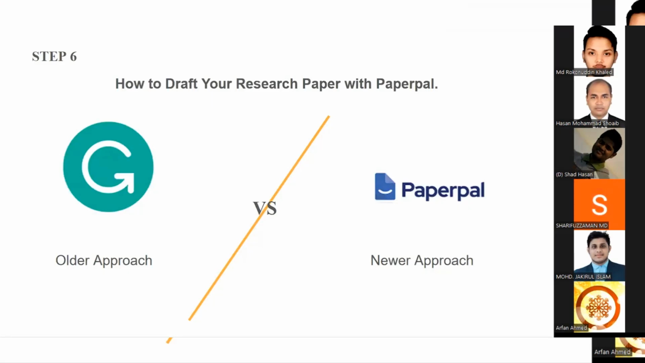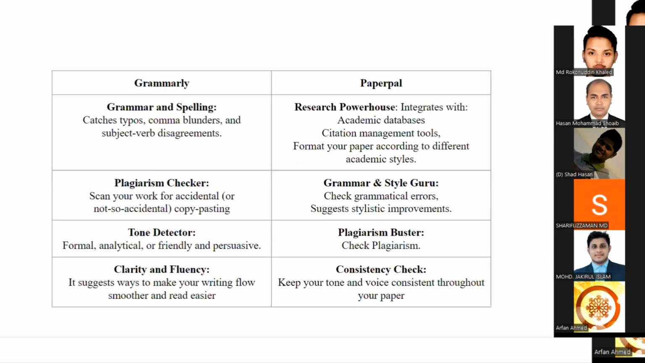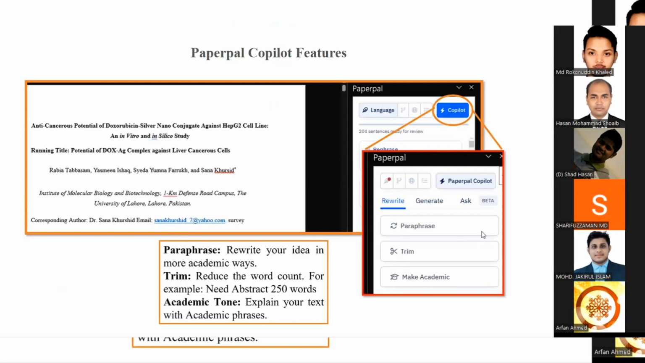So what is basically the difference between the older approach and the new approach? Grammarly basically assists you with typo mistakes, blunders, or subject-verb disagreements. So what is the Paperpal Copilot feature? With Paperpal Copilot, you can rewrite, generate, and ask.